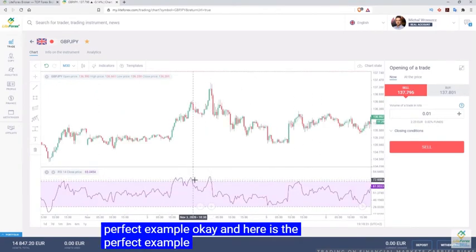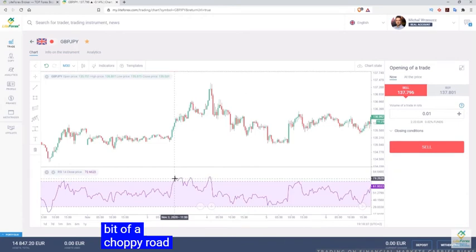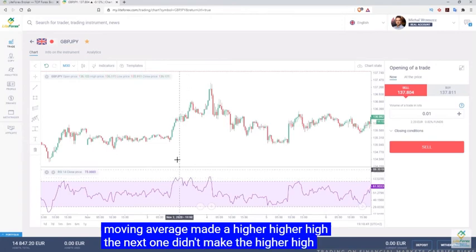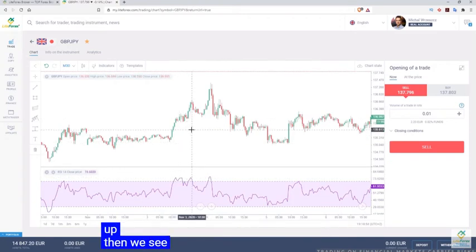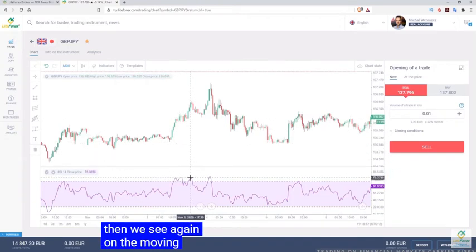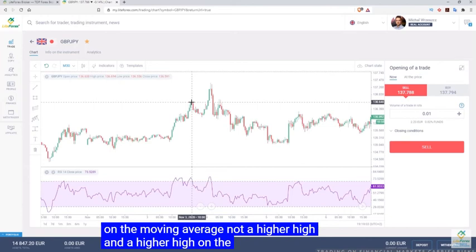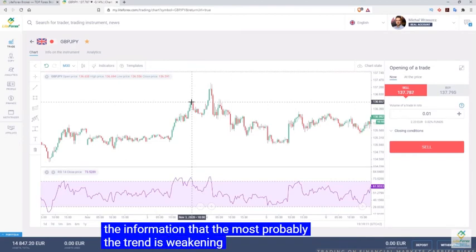Okay, and here is the perfect example, because guys, as you can see, here is a bit of a choppy road. We see that here the moving average made a higher high. The next one didn't make a higher high, but on the chart we see that the chart moved up. Then we see again on the moving average not a higher high, and a higher high on the chart. That gives us the information that most probably the trend is weakening.